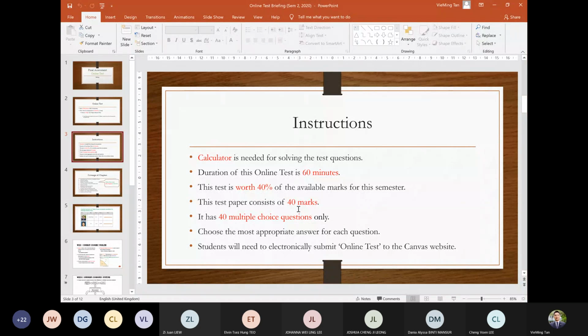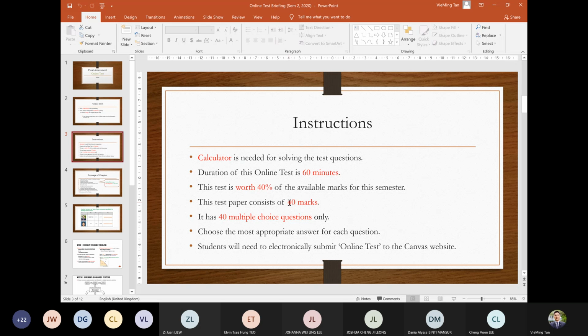Your marks will be converted into 40% of weightage, and that will be part of your overall marks for this entire semester. For this online test it's 40%, so it's very high. So make sure that you can score well, because our online quiz is 10% for each quiz. Since we have 3 quizzes, altogether that is 30% for the 3 online quizzes, then 30% for the assignment, and then 40% for the online test.